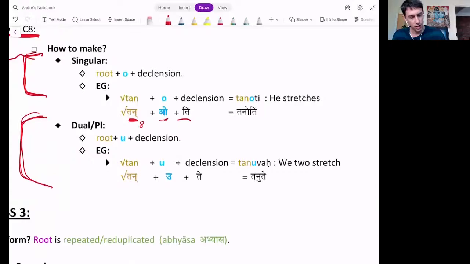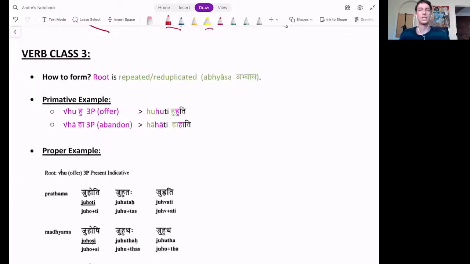How about dual and plural? Instead of o, you say u. So tan u, tanu, and then vaha. We too stretch, tanuvaha. So revision: singular equals root plus o. Dual and plural equals root plus u. Simple. Verb class 3. So this is what we're doing now on page 72 all the way to page 75.